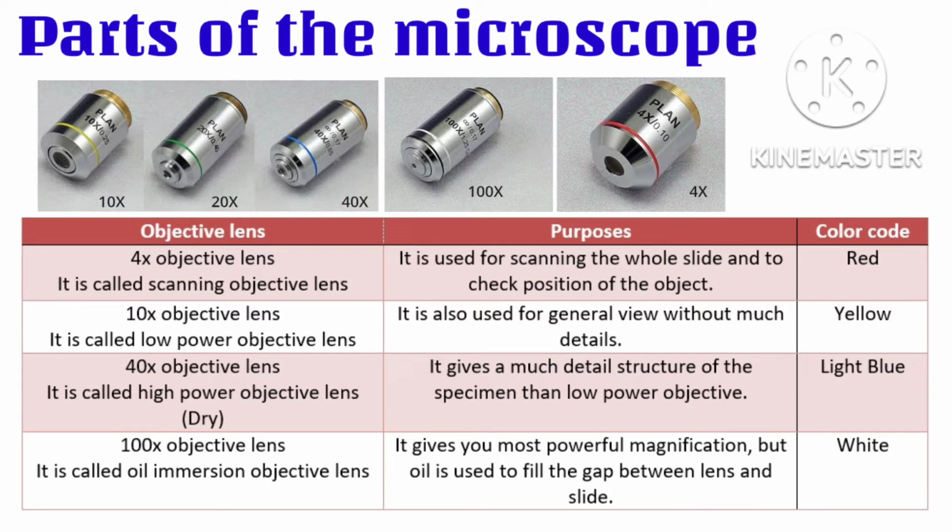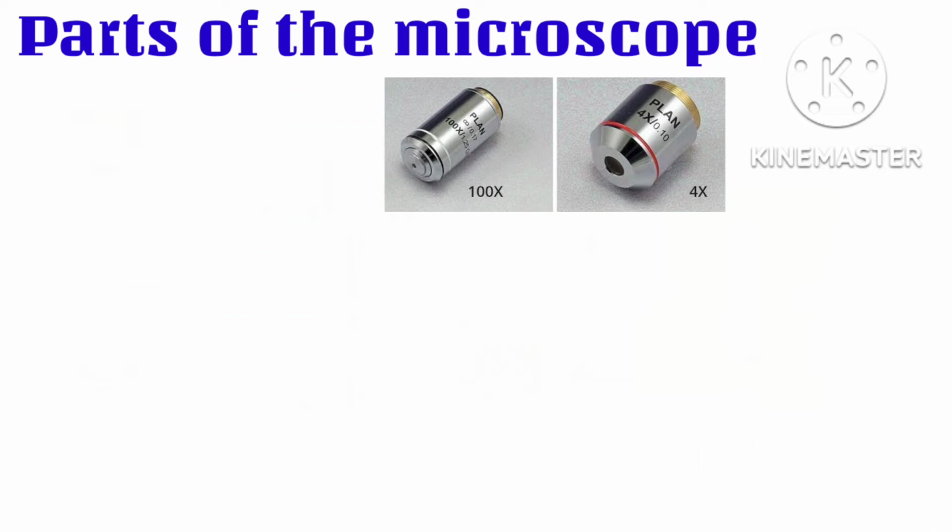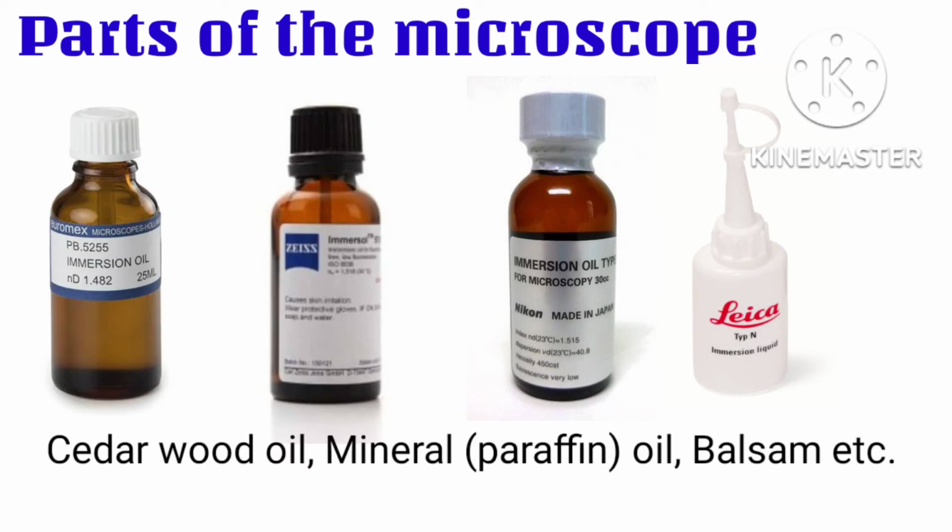40x is called high power because it gives a much detailed structure of the specimen, and 100x is called oil immersion. It gives you the most powerful magnification. A special oil is used to fill the gap between slide and lens. The names of the oils which are commonly used are cedarwood oil, mineral oil and balsam.